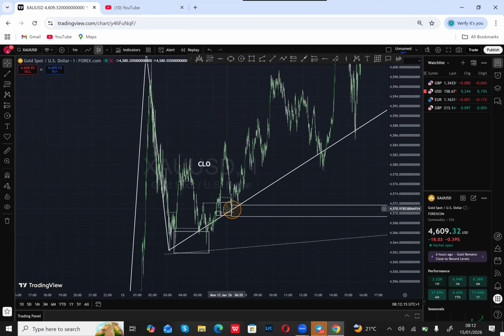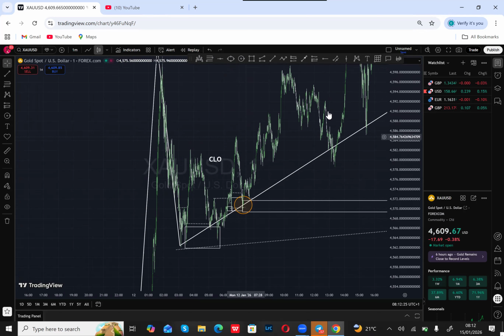And that's what people call imbalances, where there are zones that have been missed. People call it imbalances, but we don't trade imbalances. We don't trade fair value gaps. We just try to understand the flow of the market.